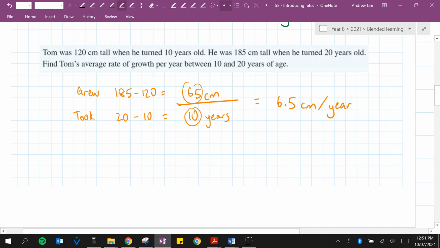Okay, whenever you do the top number divided by the bottom, the numerator divided by the denominator, the answer over here is always per 1 of something. But we never need to write that 1.